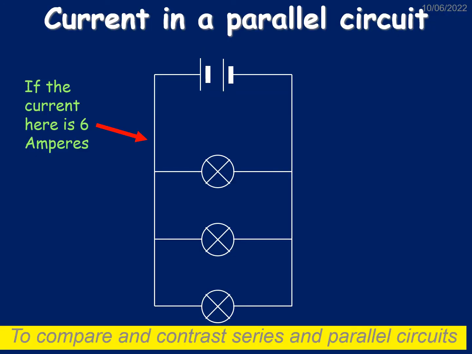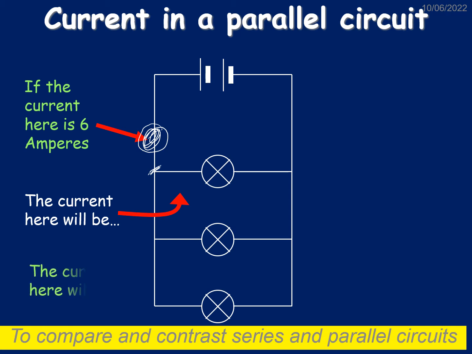So based on what I said before, say the current here is 6 amps. What will the current be in the three branches? We are going to assume that all three bulbs are similar. So the current, when it reaches this junction, that 6 amps has to split. Now how will it split? Since we have three identical bulbs, they are going to split equally. So 6 will be split equally among the three branches.